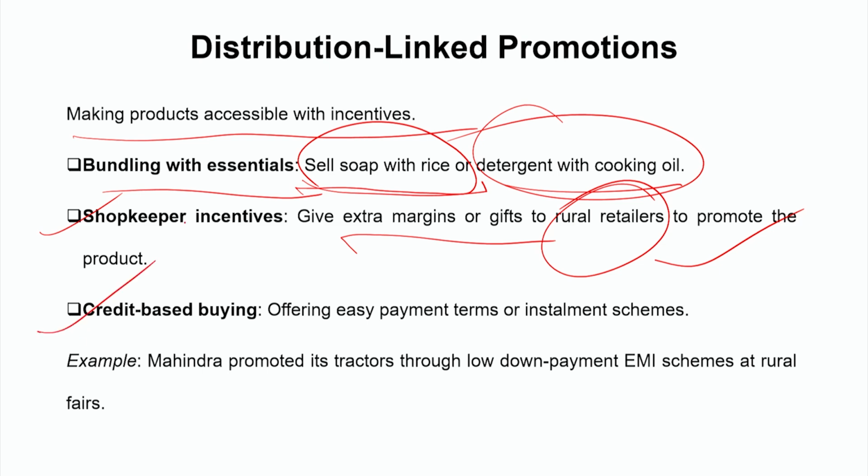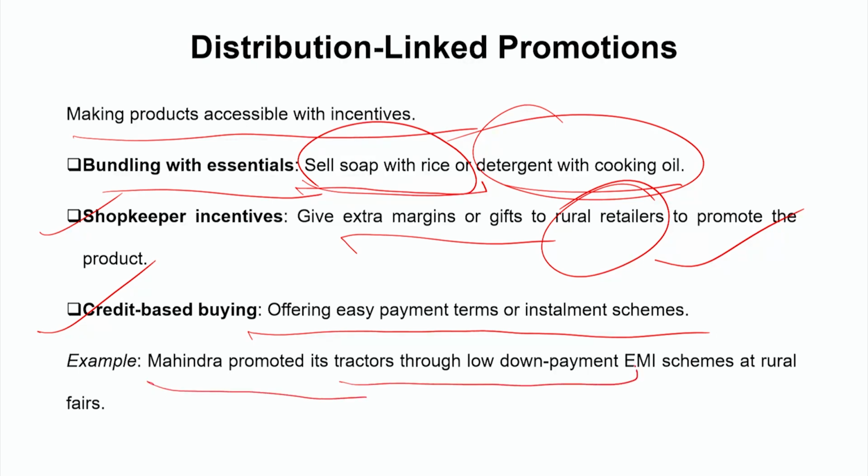We have credit based buying. What is it? We are offering easy payment terms or installment schemes. The retailer will get the schemes from the manufacturers, from the producers. An example could be Mahindra, which promoted its tractor through low down payment and EMI schemes at rural fairs. Now if you visit a rural fair, they are going to offer a Mahindra tractor on low EMI, and it can be easily paid through different EMI schemes matching the requirement.